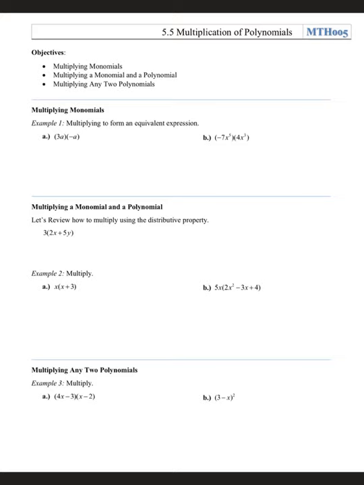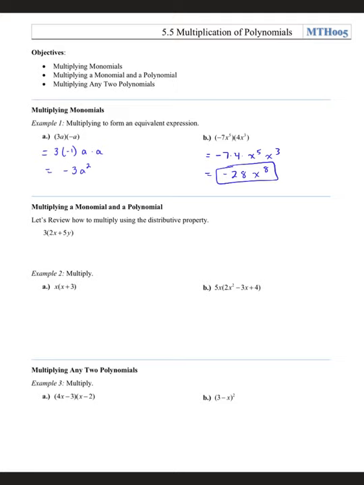So the first one we have here, 3a times the monomial negative a. You always want to start by multiplying the coefficient parts first. The coefficient of the first monomial is 3. The coefficient of the second monomial is going to be a negative 1. Then we have a times a. 3 times a negative 1 is negative 3. A times a is going to be a squared. So go ahead, look at b, and try that one out. We get negative 28x to the 8th.